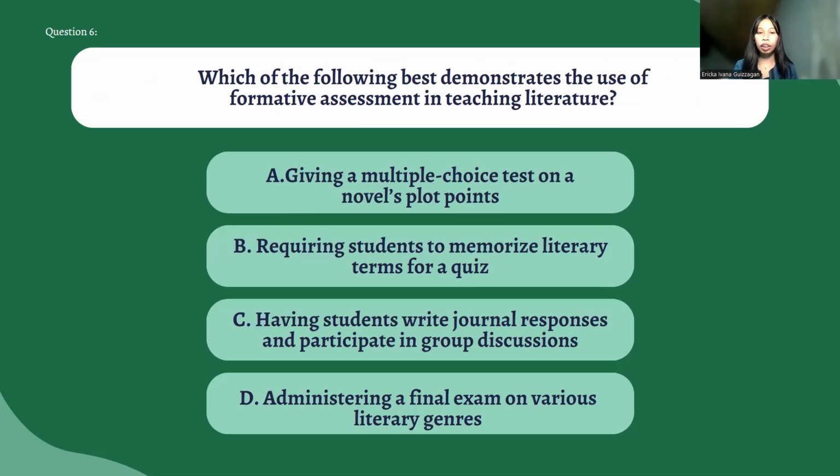Next, we have question number 6. Which of the following best demonstrates the use of formative assessment in teaching literature? A, giving a multiple choice test on a novel's plot points. B, requiring students to memorize literary terms for a quiz. Or letter C, having students write journal responses and participate in group discussions. Or letter D, administering a final exam on various literary genres. So I will give you time to answer and you may pause this video.